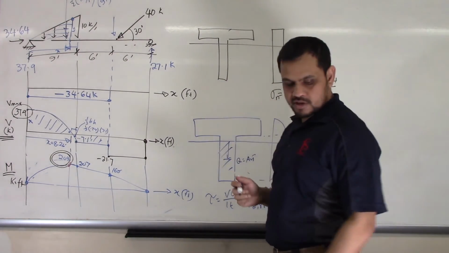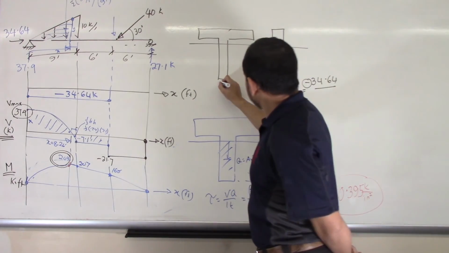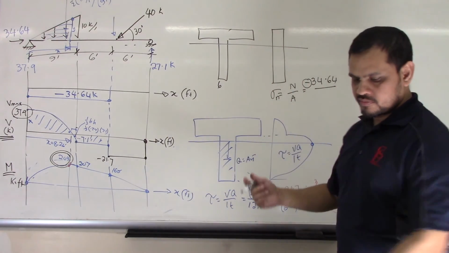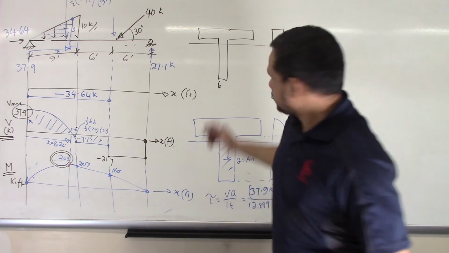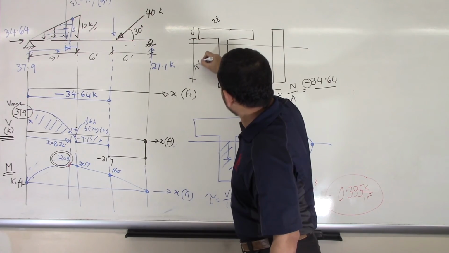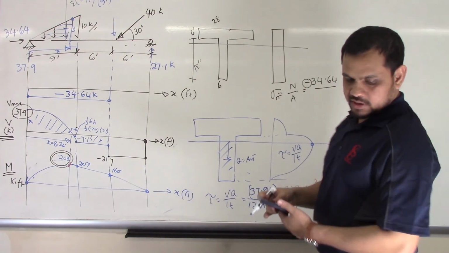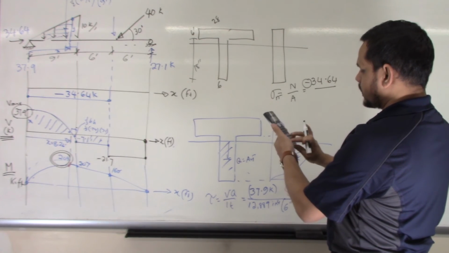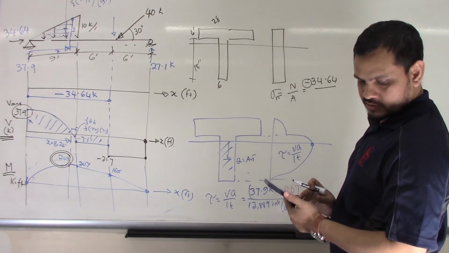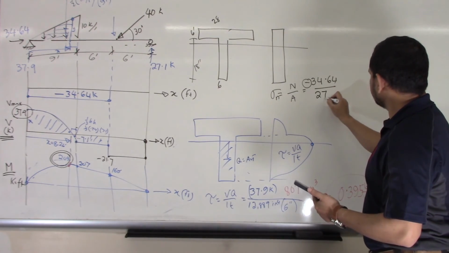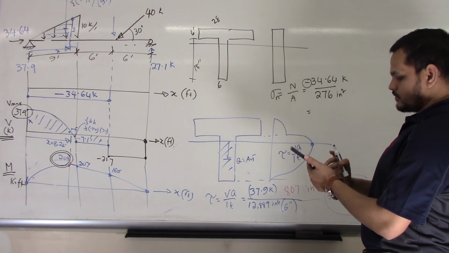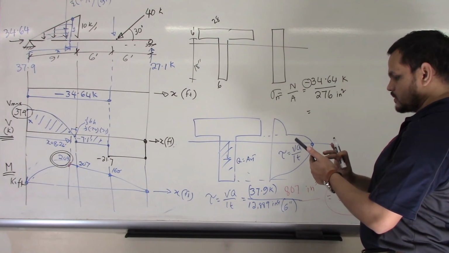Can you remember? I cannot remember. It was 6. My dimension I can remember here. It was 28. This was 6. Here to here was 18. Then I can calculate my area: 6 times 18 plus 28 times 6, 276. So my area is 276 inches squared. This value is in cube. So 34.64 divided by 276.